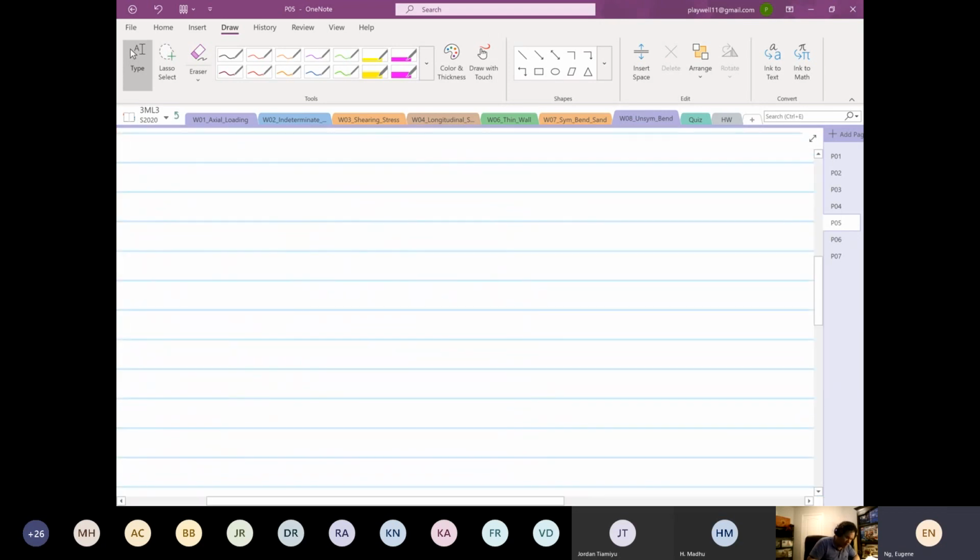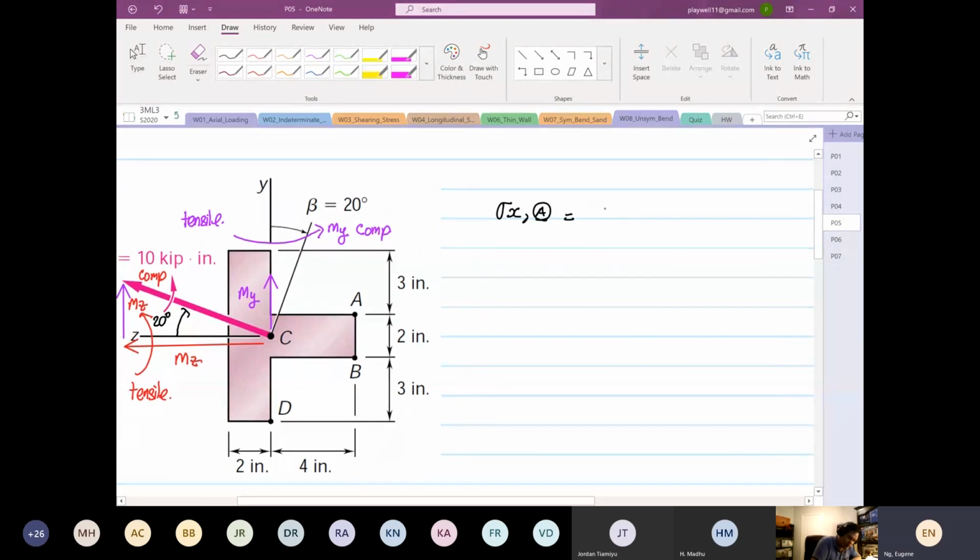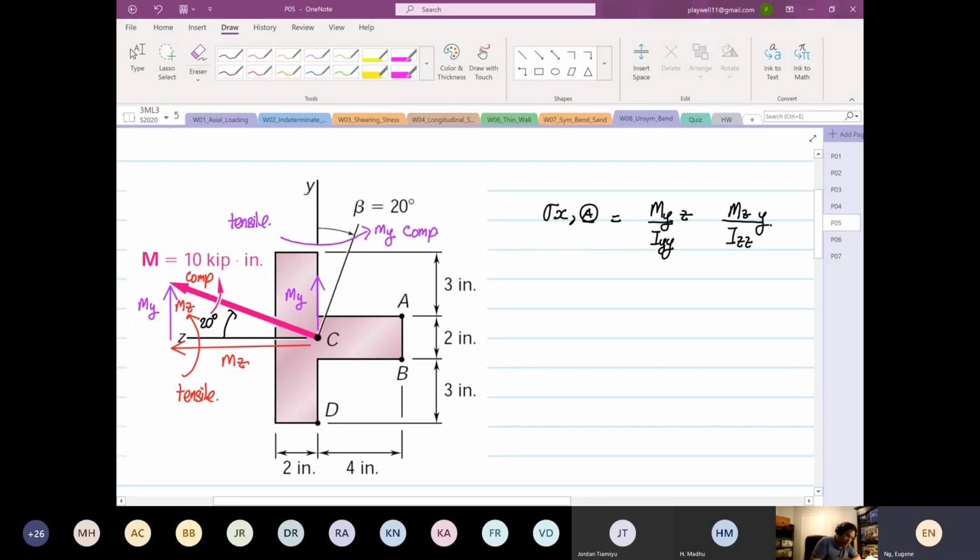So we want to find the stresses, sigma X, at point A. Okay. For now, just write up the formula. Okay. So you know that it is My over IYY times z. Don't do the sign yet. Okay. Later. Then you write Mz over IZZ times y.